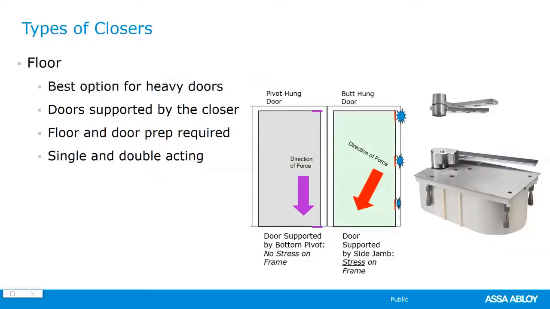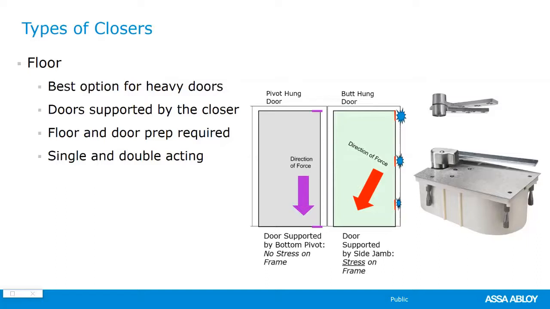And then lastly, floor closers. Floor closers are really heavy duty. If you have a door that's beyond the 250, 300, 350 pound range, a rack and pinion closer is not going to be the best option. All of that weight is trying to pull the door out of the opening. It can put a ton of stress on the hinges, but a floor closer takes all that weight and puts it right into the floor, most of the time into concrete.